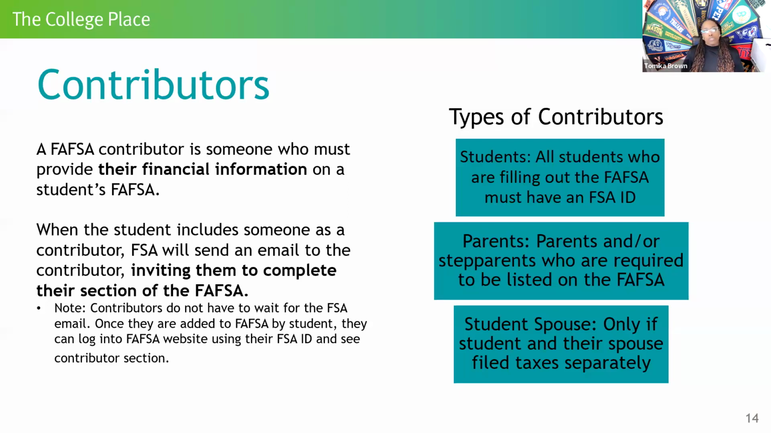So when the student includes someone as a contributor outside of themselves, Federal Student Aid will send an email to the contributor. We saw during the prototype what the email looks like that parents receive. And the email will invite them to complete their section of the FAFSA. Just as a reminder, contributors do not have to wait for the email from FSA. Once the student has added them to the FAFSA, the parent can log right into the FSA website, go to complete the FAFSA form, and then they'll get a pop-up saying your student has invited you or needs your help in completing a section of the FAFSA.